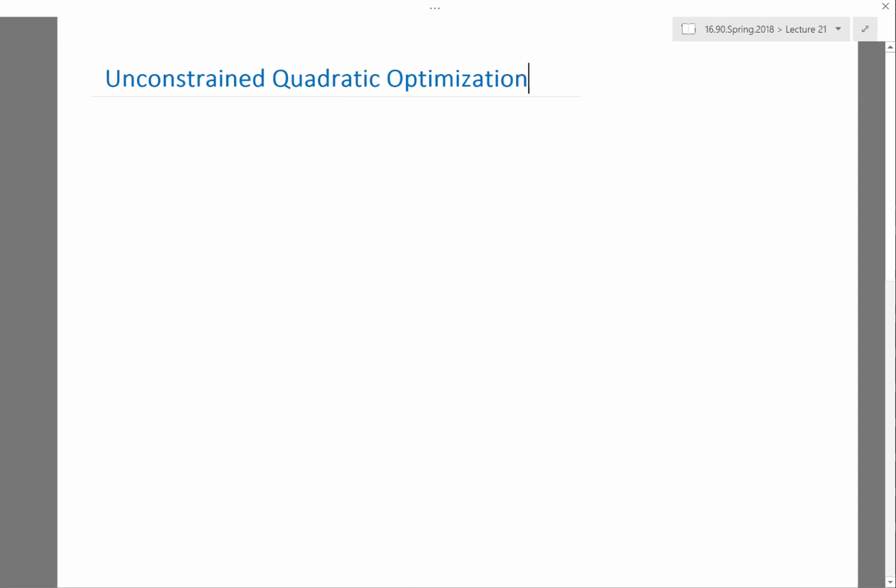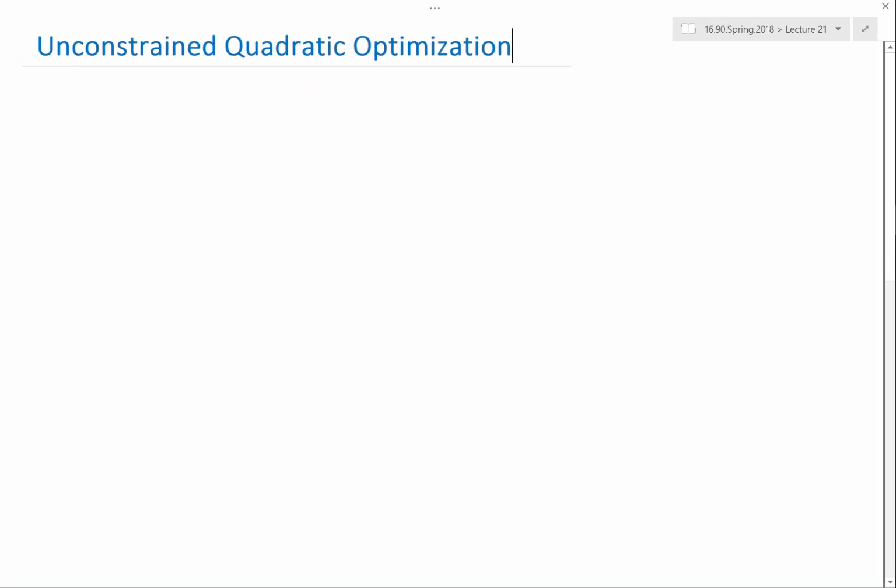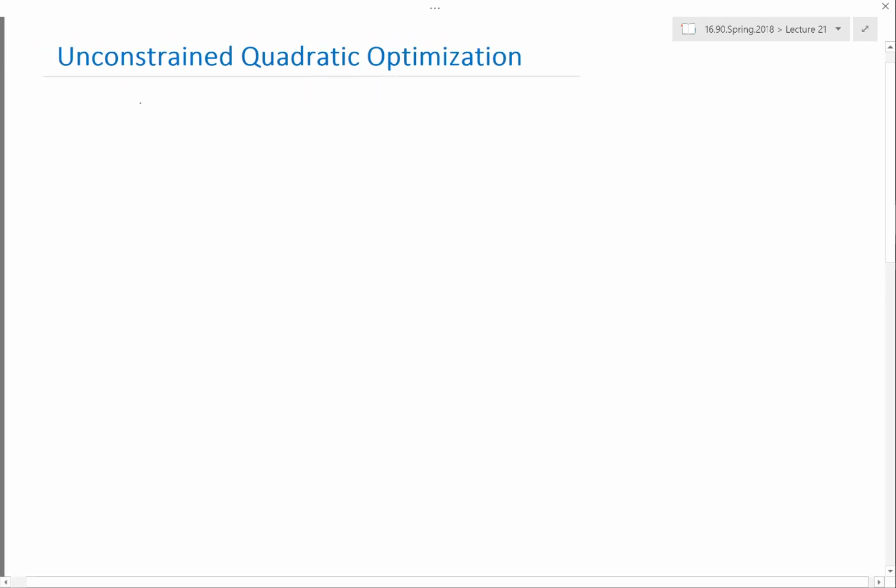So the easiest case is what we call quadratic optimization or quadratic programming. It is the minimization over the parameter space of J of S that is defined as a certain quadratic function of S. So how do you usually write down a quadratic function if the parameter is a high-dimensional quantity? So if S is a vector, what is a quadratic function of S?